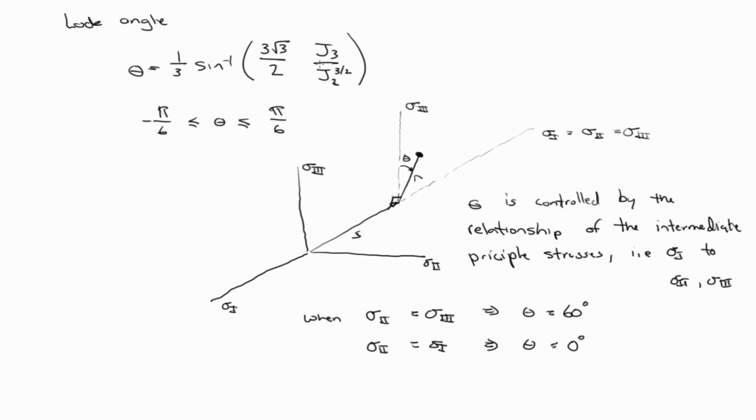So a lot of times you'll see J3 dependence or load angle dependence, and these type of materials are materials that exhibit a difference in whether the state is tensile or compressive. So it's not just the magnitude of the stress, but whether it's in tension or compression, it can behave differently.